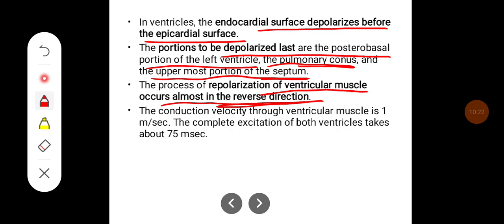The conduction velocity through ventricular mass is 1 meter per second. The complete excitation of both ventricles takes about 7.75 milliseconds.